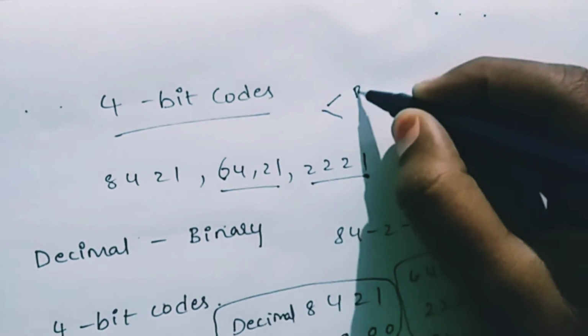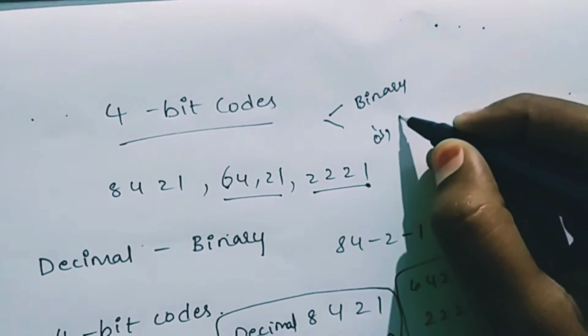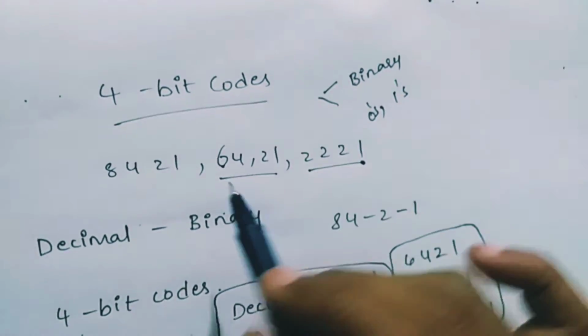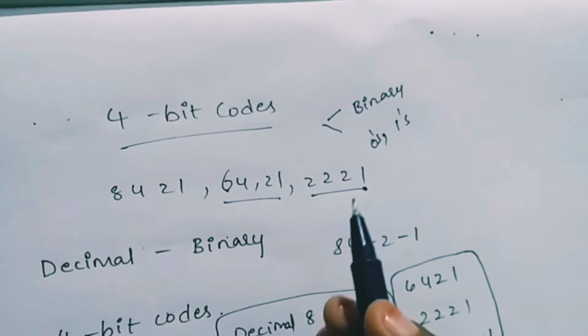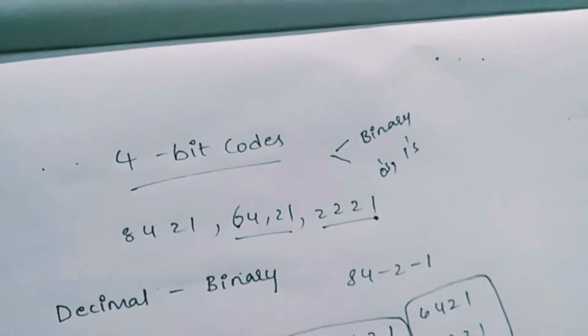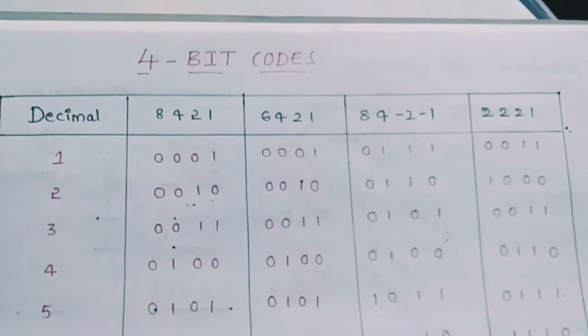Binary, we know about binary values, zeros and ones. In 8421, 6421, 2221, we also use binary values only, zeros and ones. So let us see this table. I have already noted these 4-bit codes.